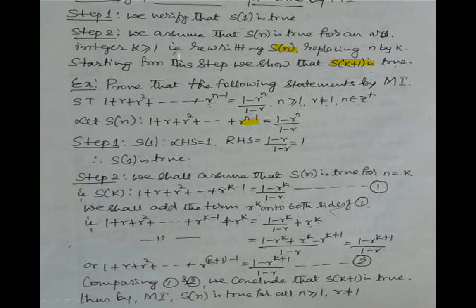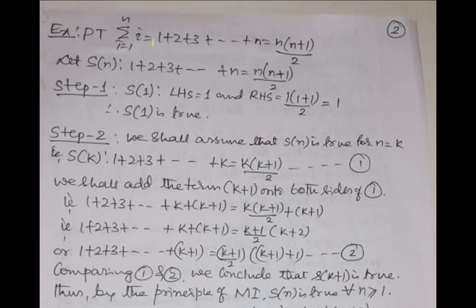What is the second step given here? If S of n is true for an arbitrary integer, then S of n plus 1 is also true. The same procedure we get at the end. Hence, by mathematical induction, 1 plus r plus r square and so on up to r raised to n minus 1 is true for n greater than or equal to 1 when r is not equal to 1.